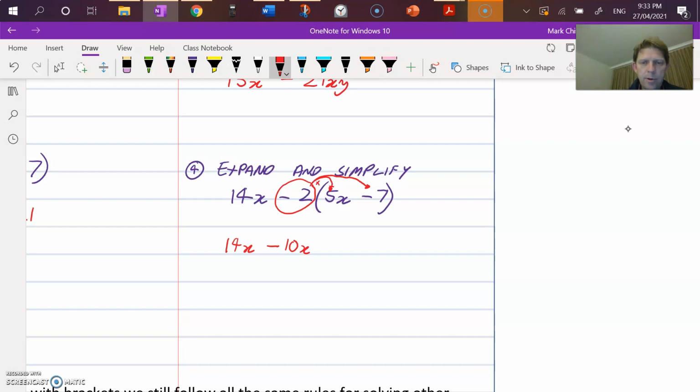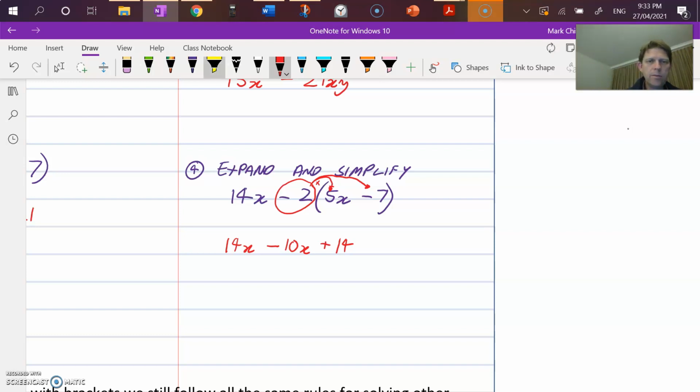And then next up I've got a 2 and a 7. So 2 times 7 is going to give me 14. They're both negative, so a negative times a negative is going to give me a positive. And there's no algebra involved in that one. So I've got that done and my expansion is correct.